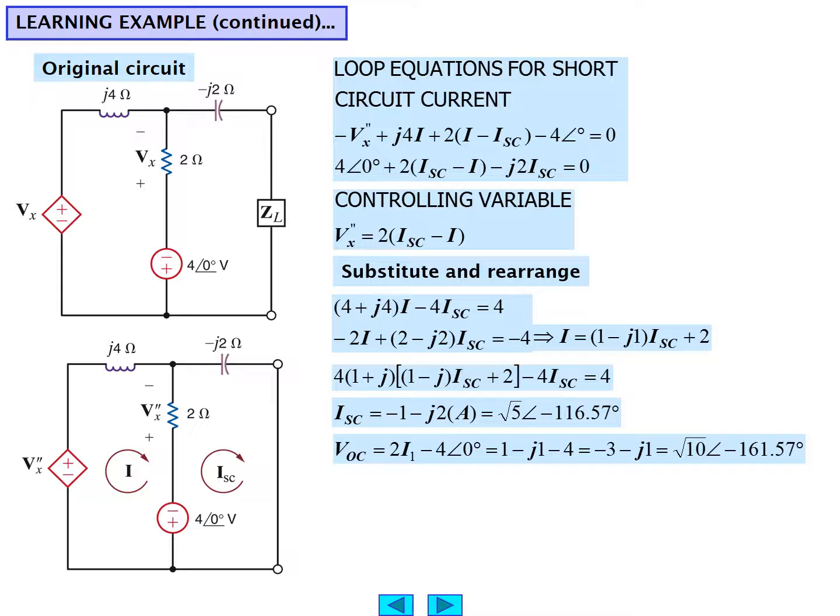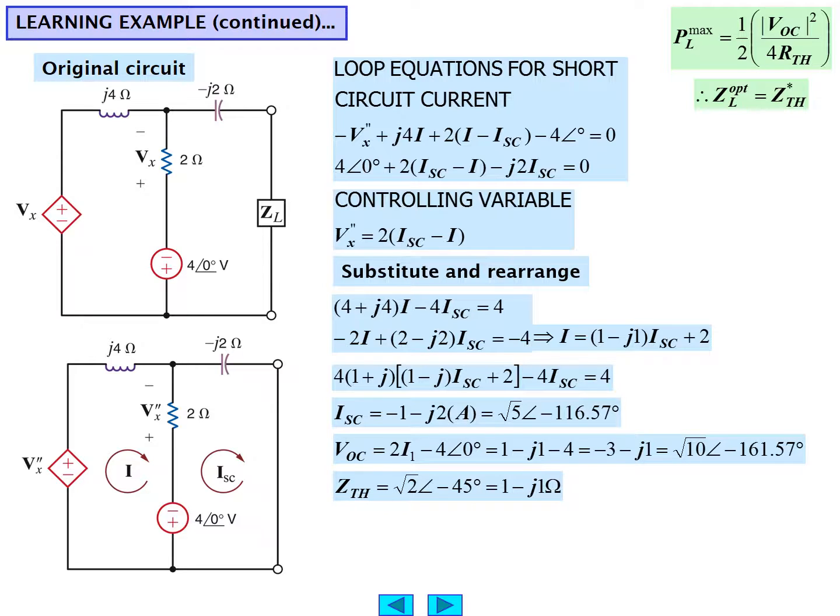The open circuit voltage we had already calculated, and therefore the maximum power transfer can be calculated because we do know the open circuit voltage. And we do know ZTH as a result, because ZTH is a ratio of VOC to ISC. So we get the representation of VOC then as the square root of 2 angle minus 45 degrees. And of course, we need ZTH in rectangular form, which turns out to be 1 minus J, or 1 minus J1, if you will, because we need to know what RTH is.